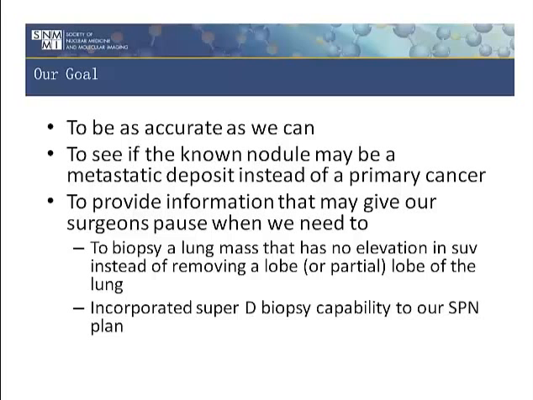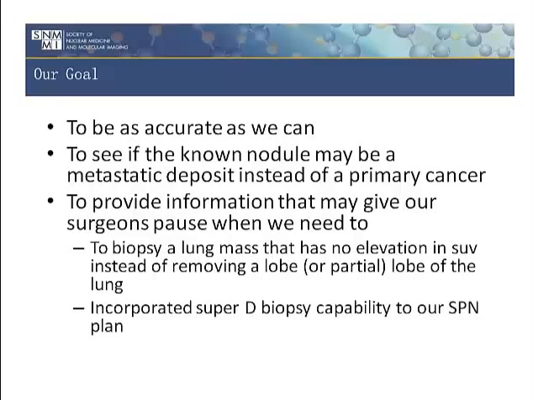Pause. To biopsy a lung mass that has no elevated SUV instead of removing a lobe. Our surgeons were so caring of their patients, they wanted to be so aggressive, they would just come out and remove lobes of lungs because they had an abnormality. And then they would find, oh my goodness, that was a pneumonia. Well, you just put that patient through a horrific surgery because of a pneumonia, where you could have given them antibiotics, and that we must avoid.